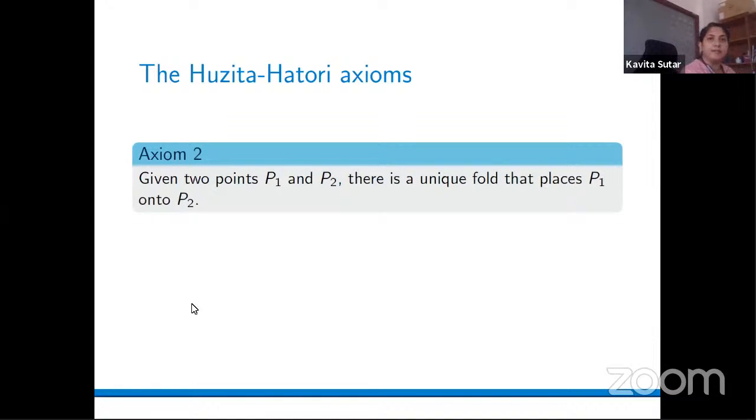The second axiom says that given the 2 points P1 and P2, there is a unique fold that places P1 onto P2. Okay, so I have 2 points. There is a unique, that is a single, only one fold which will place P1 on P2. Let me just find that fold simply by placing P1 on P2. For doing something like this, butter paper is useful because it is transparent and you can see the line below.